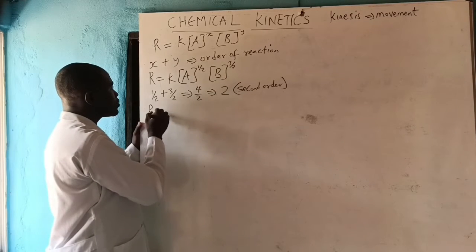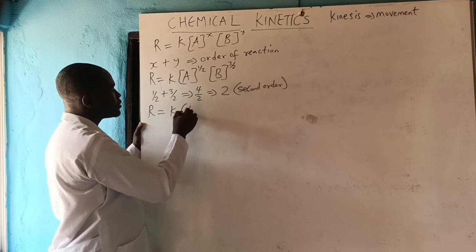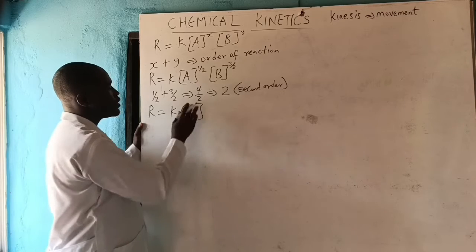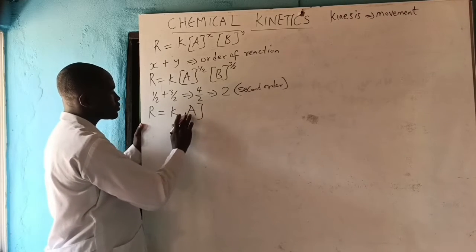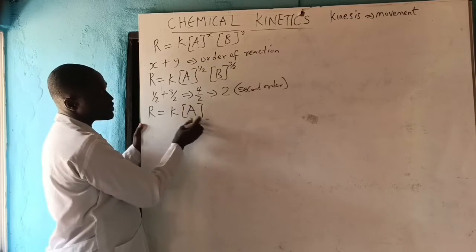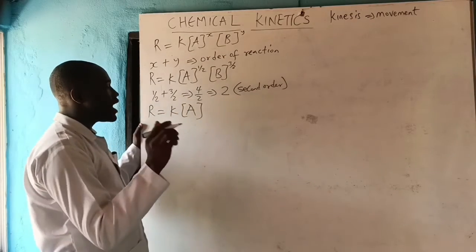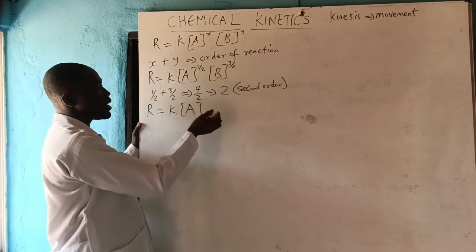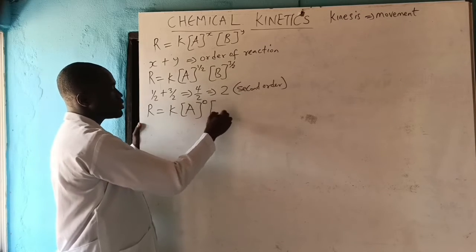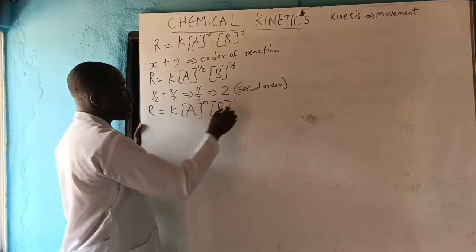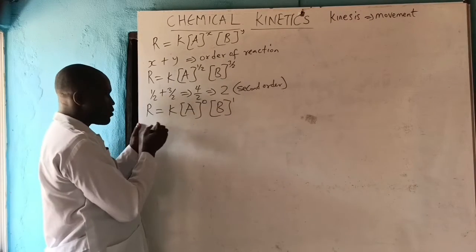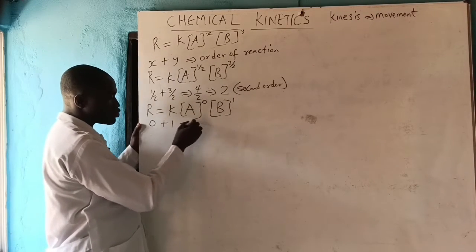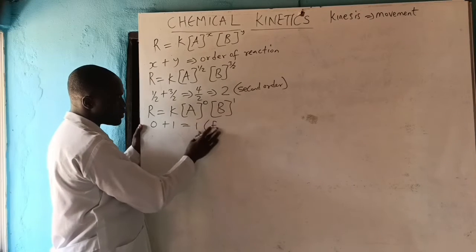Then when r equals k, A raised to the power of, say, 0 and B raised to the power of 1, you will notice that your x plus y will be equal to 0 plus 1 equals 1. That is first order.